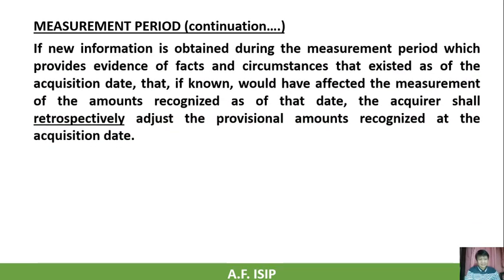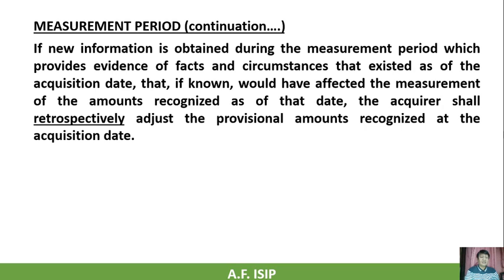The second standard: if new information is obtained during the measurement period which provides evidence of facts and circumstances that existed as of the acquisition date that, if known, would have affected the measurement of the amounts recognized as of that date, the acquirer shall retrospectively adjust the provisional amounts recognized at the acquisition date.